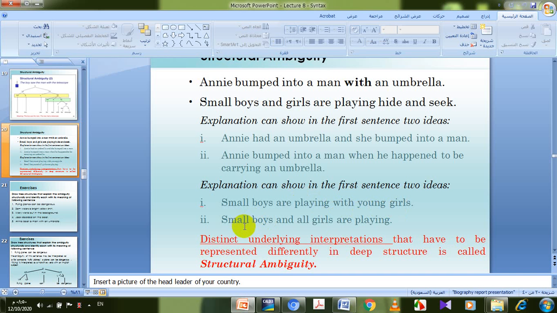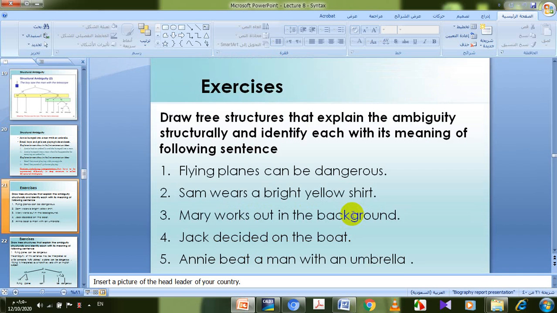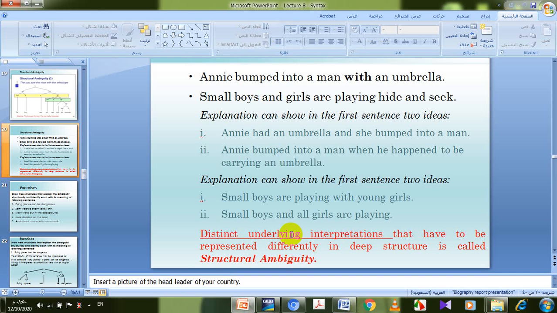The second interpretation is small boys and all girls. So small here is restricted to boys. Small boys and girls means all girls, because it doesn't mean small girls. So small boys and all girls are playing, this is the second interpretation. These are distinct underlying interpretations that have to be represented differently.